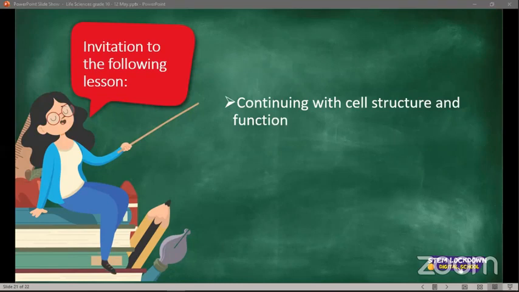So you may state 5 differences, because Megan is asking how many differences must we state. You can state 5 differences of plant cells versus animal cells.